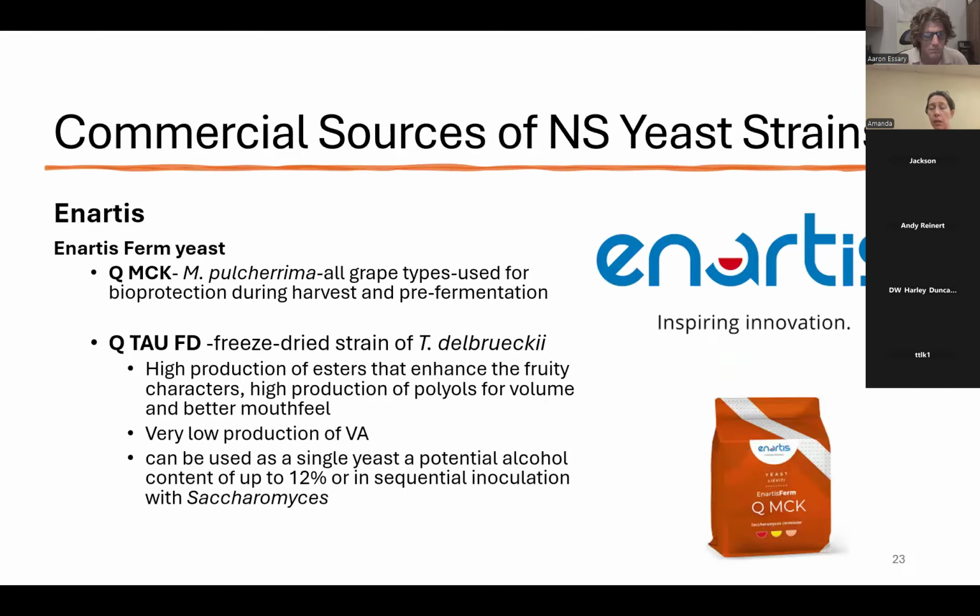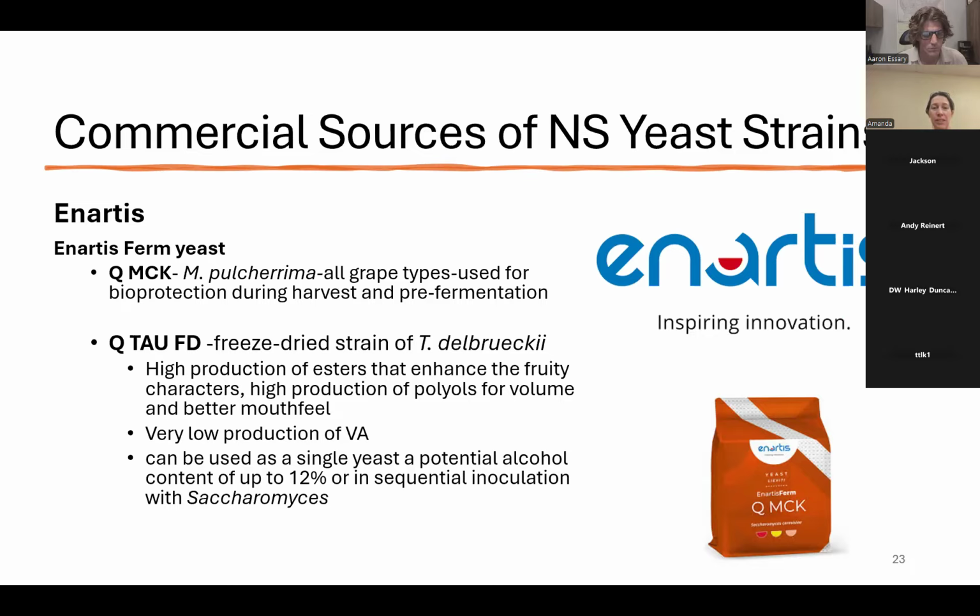And then another producer, which I forgot about and added on, but they also have a couple of cool non-Sac products, would be Anchor. They have their Anchor Firm yeast. The QMCK is the M. pulcherrima, and the Q Tau FD, like these funny codes for their yeast names, the Q Tau FD is a freeze-dried strain of the delbrueckii.